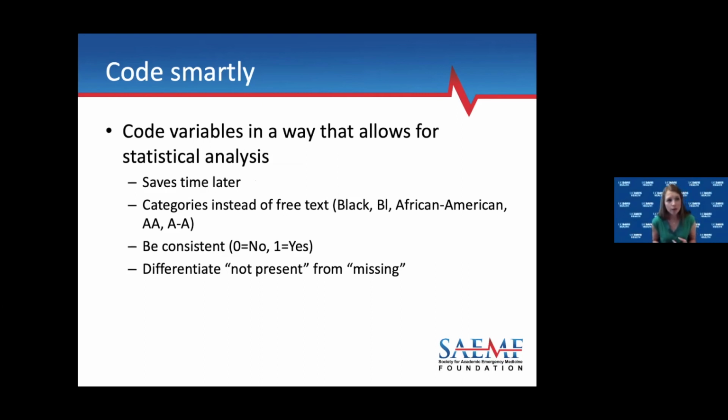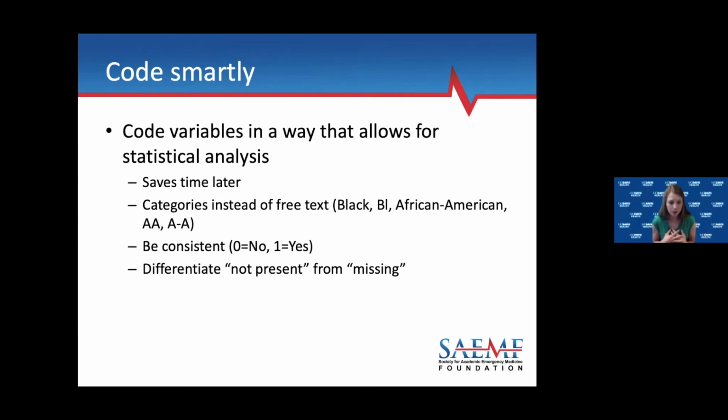Lastly, when you're setting up your data dictionary and you're entering things into REDCap or into Excel, just save your own sanity and code your variables in a way that will allow for statistical analysis. Everybody has their own system, whatever it is, stick with it and be consistent. In general, I recommend categories instead of free text. For example, we have seen race recorded as Black, African American, BL, AA, but in reality, all those are going to be the one category when you do your analysis. Be consistent with the way you code things.